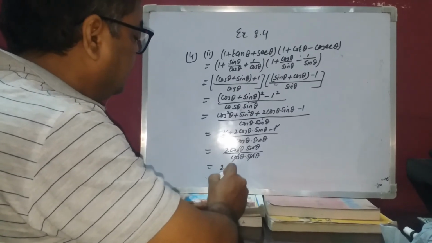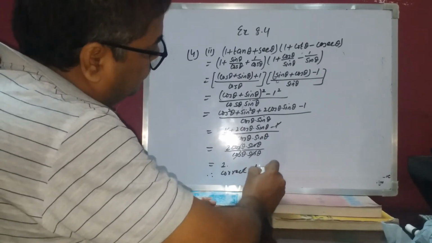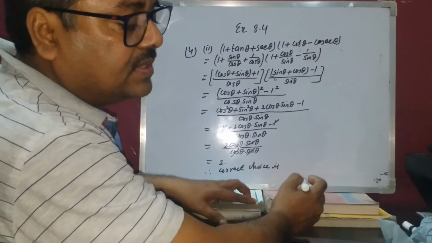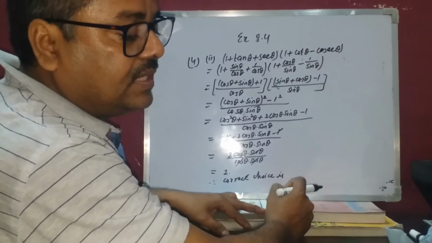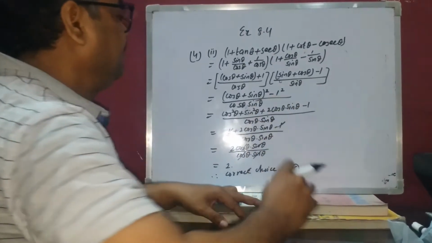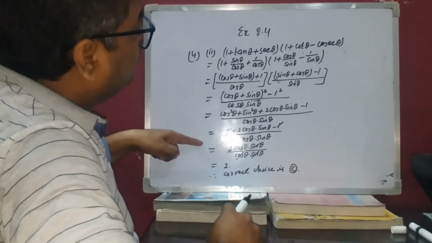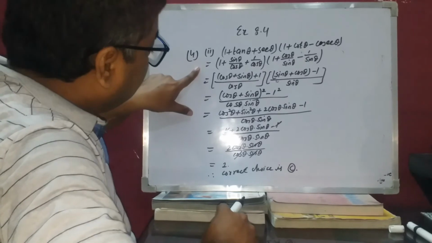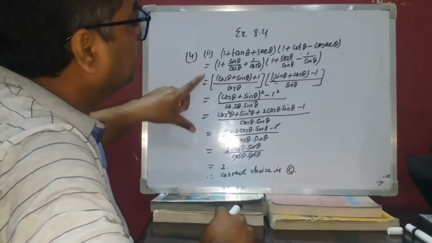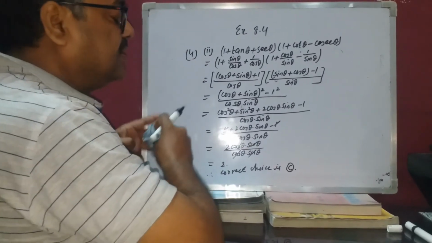Therefore the correct choice is what? It is given in C. Okay, choice C. Actually this is not an objective type question. This is a subjective type question, and this will be asked in section B or section C. It will never be asked in section A.